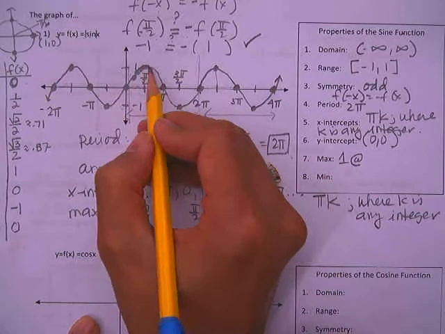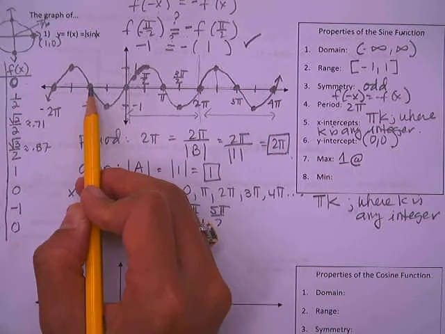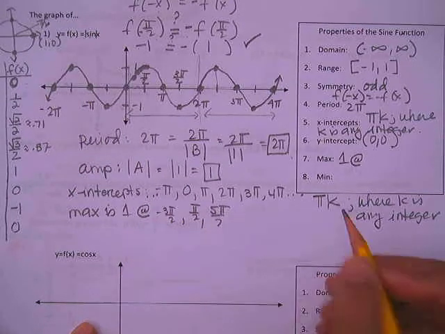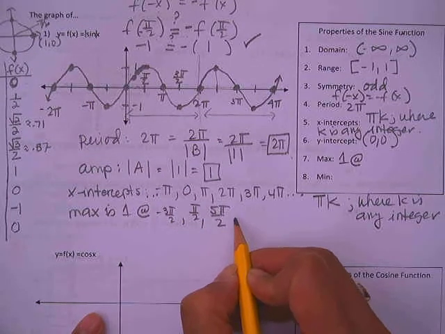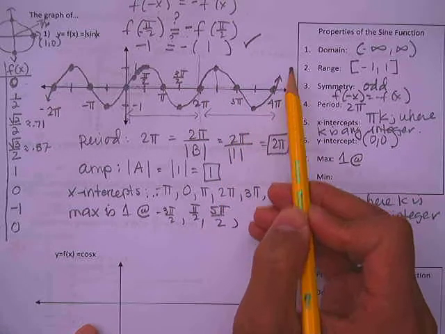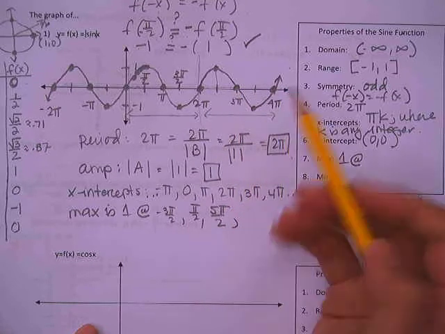Max means the highest output. And if I count negative pi over 2, negative 2 pi over 2, negative 3 pi over 2, negative 3 pi over 2 on the other side. And I'm pretty sure if I keep counting, I'm going to go up here at some point. So 5 pi over 2, 6 pi over 2, 7 pi over 2, 8 pi over 2, 9 pi over 2.